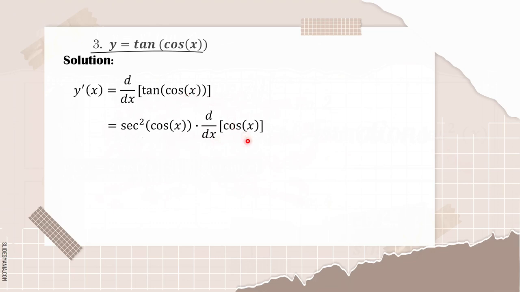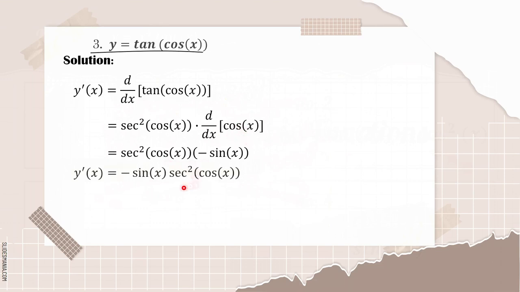And then the derivative of cosine of x is equal to negative sine of x. Therefore, our answer would be the product of these two, which is equal to negative sine of x, secant squared of cosine of x.